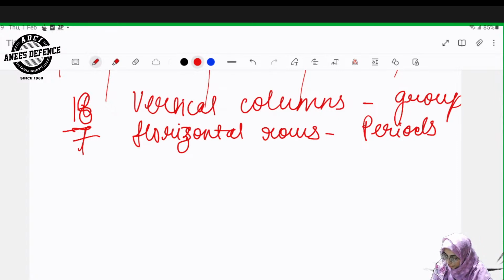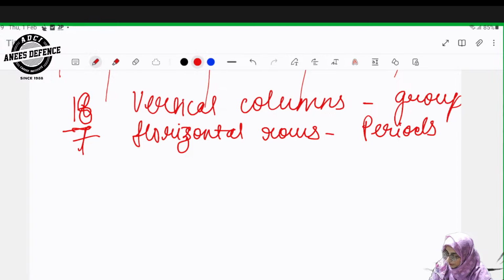It is made up of 7 horizontal rows known as periods. The first period is the shortest and has only 2 elements, hydrogen and helium. The second and third periods have only 8 elements each. And after that, the fourth and fifth periods are both lengthy with 18 elements each. These are the transition elements.